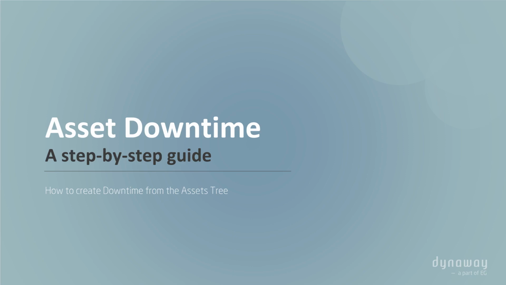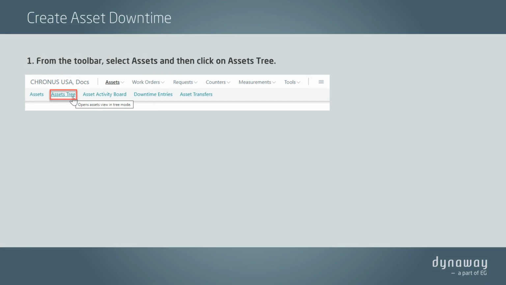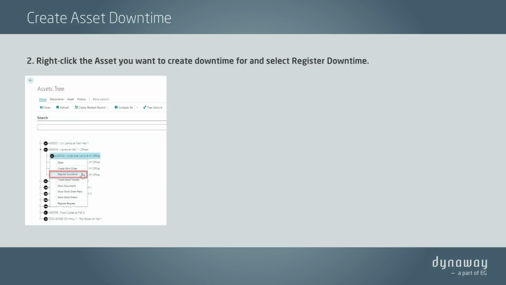This is a Dynaway step-by-step guide on how to create downtime from the assets tree. From the toolbar, select Assets and then click on Assets Tree. Right-click the asset you want to create downtime for and select Register Downtime.